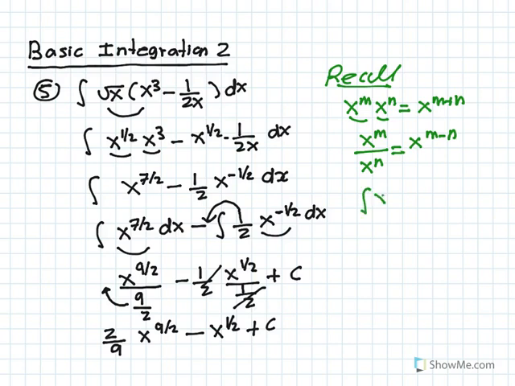And if you're integrating x to the m over n dx, reverse the power rule, add 1 to the exponent, divide by m over n plus 1, and don't forget to add the constant. All right, let's look at the next question. Question number 6.